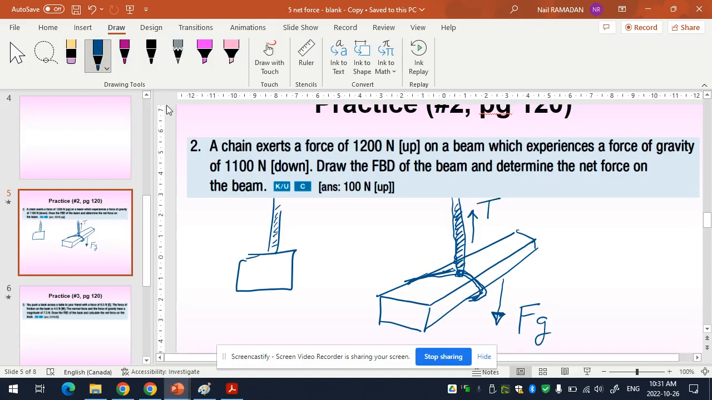Any other forces acting on the beam? Technically, the only applied one is the one in the rope, and the chain. Any friction? They did not even tell us to ignore it, but we don't have any information to include friction. And what's the last one? Is there any normal force here?